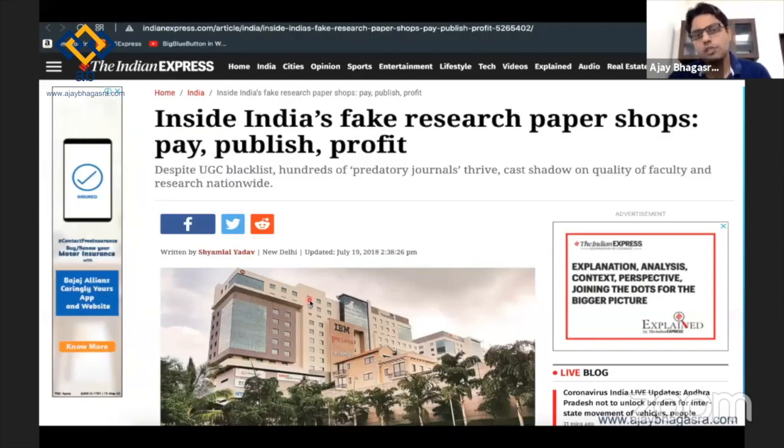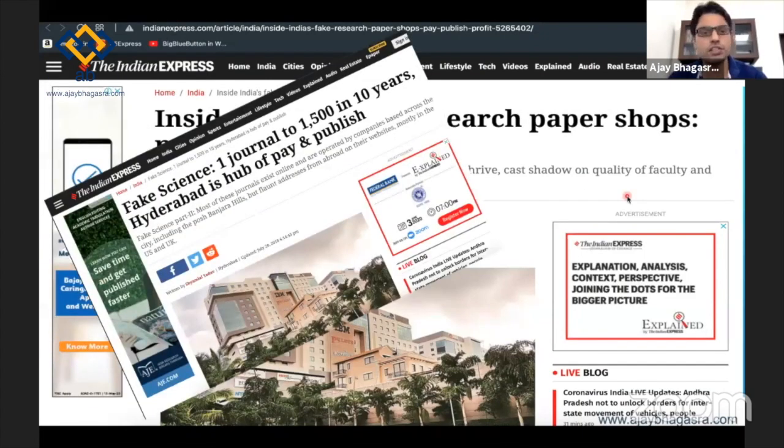Let me take you a little back onto this aspect because this is important. Somewhere in 2018, Indian Express ran an entire campaign around these fake research paper shops in India. They will ask money from you, they will publish, and they will make profits. I'm not saying that the big journals don't make profit, they do, but we are not talking about them, we are talking about fake journals. If you go back to this Indian Express series, they have tons of information on where these predatory journals are coming from. This was published in July 2018, and it was a full series that they published.